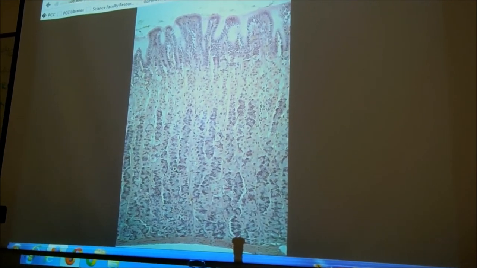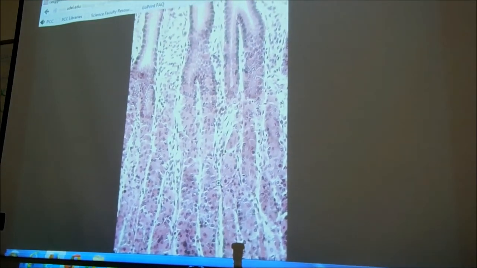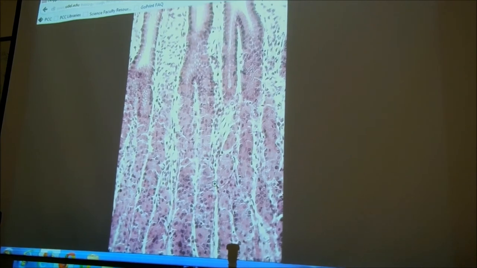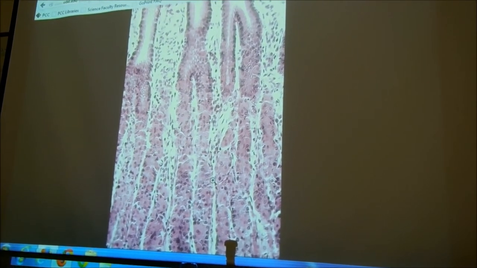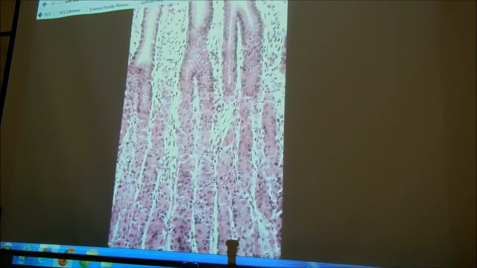Which ones are the white stripes? The glands are down here. Pits are up there. It looks vaguely like one. Here's a close-up. Those would be the pits and the glands. Pits at the top, glands at the bottom. But they're not really fingered like a small intestine's finger. You can't really discern that. Again, look feathery.